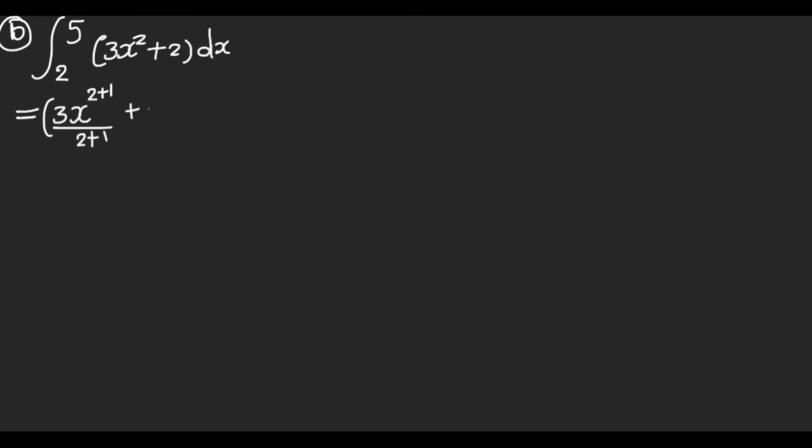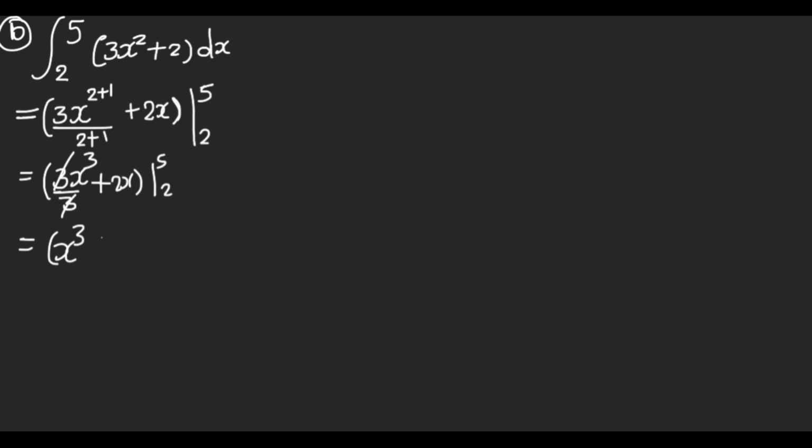So the constant, you just add x, becomes 2x. So whatever constant that you have becomes that constant times x. If it's 10, 10x, 5, 5x, so that's a pattern. Then evaluating from 5 to 2. So let's simplify here. We can see that we have 3x to the power 3 over 3 plus 2x, evaluating from 5 to 2. So you can cancel this. We now have x raised to the power 3 plus 2x, evaluating from 5 to 2.